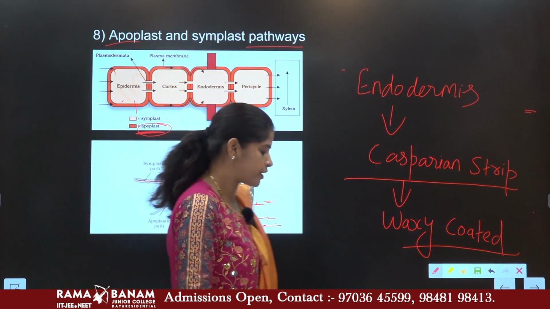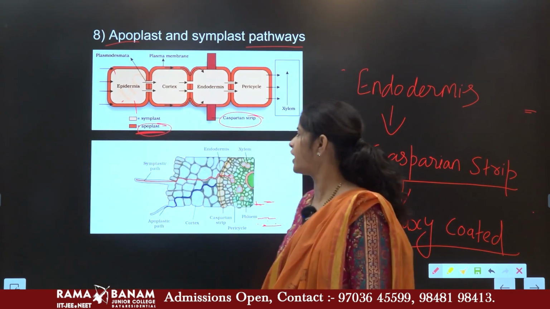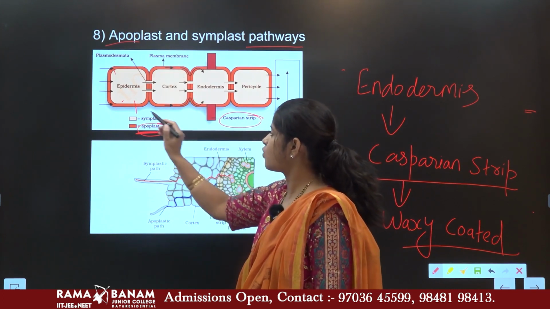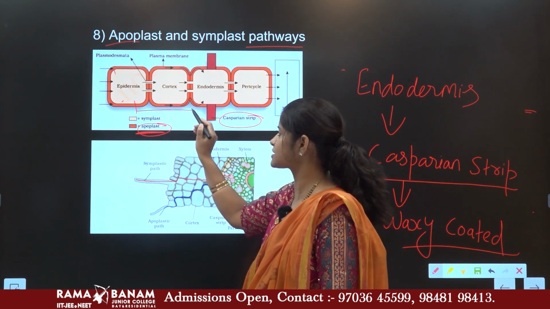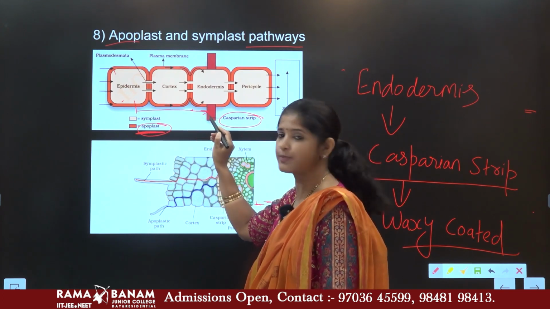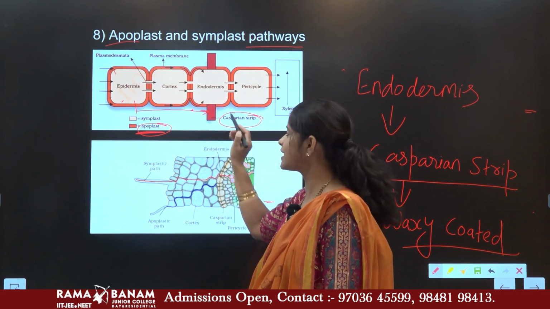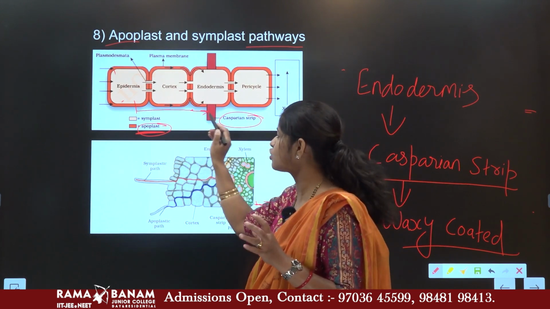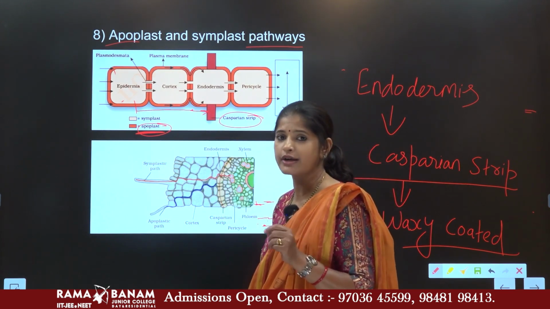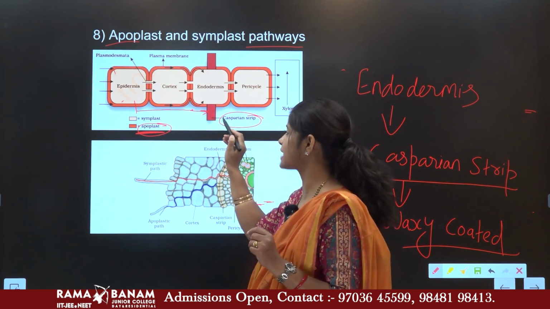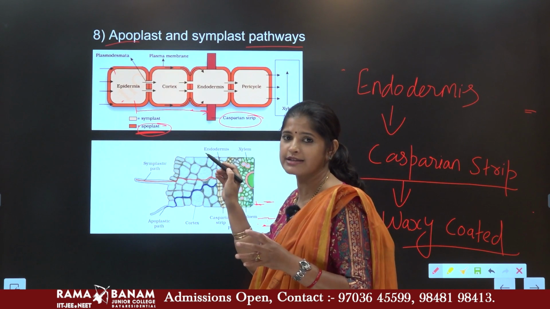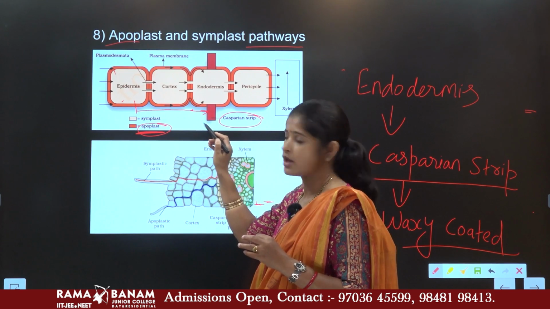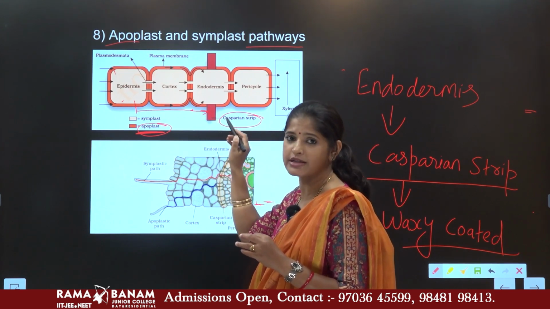So what point do we need to understand for the Casparian strip? When it is the apoplast, water is moving through the cell wall, not crossing the cell wall, then it will come to the Casparian strip, but after the Casparian strip, it cannot follow the apoplast because water cannot cross the Casparian strip. Why? Because the Casparian strip, as you know, is wax. Wax is a kind of lipid, and water is insoluble in fat. So water cannot cross the Casparian strip.